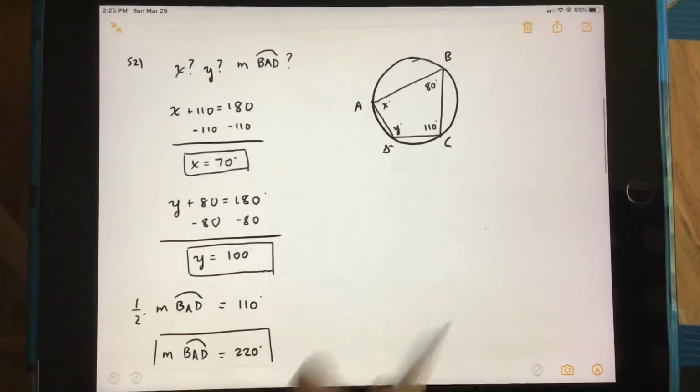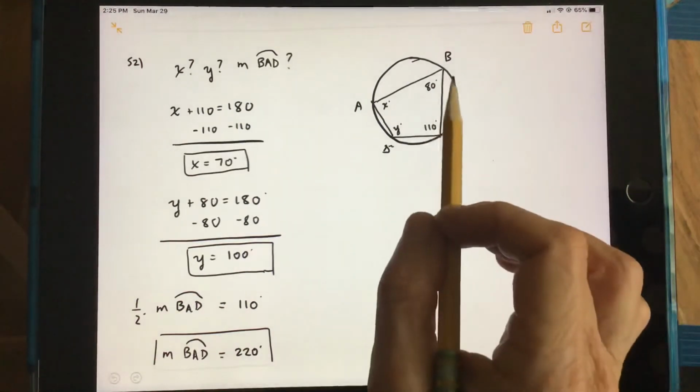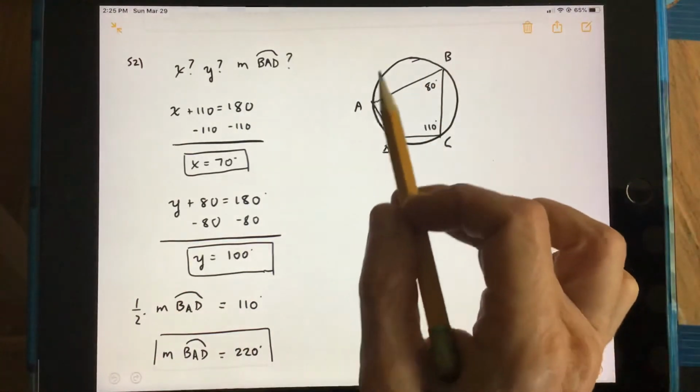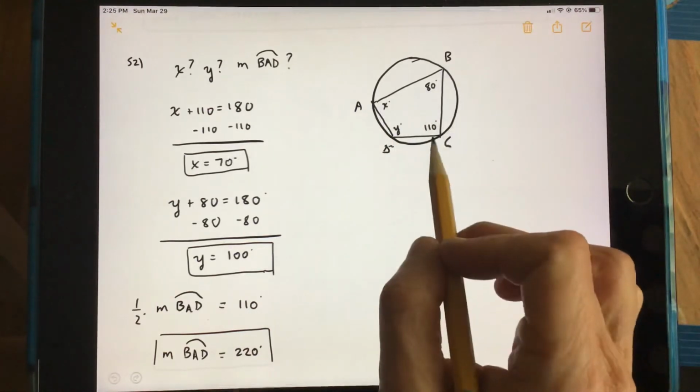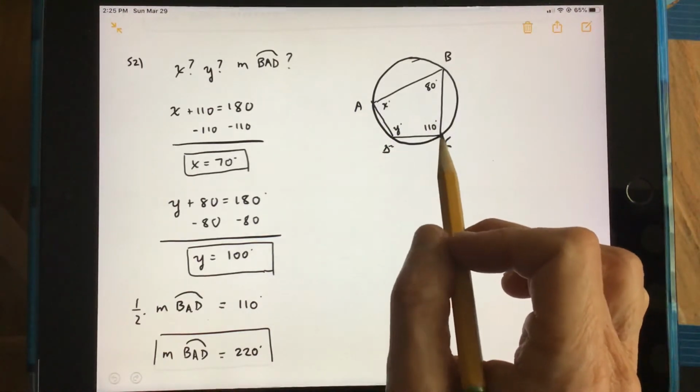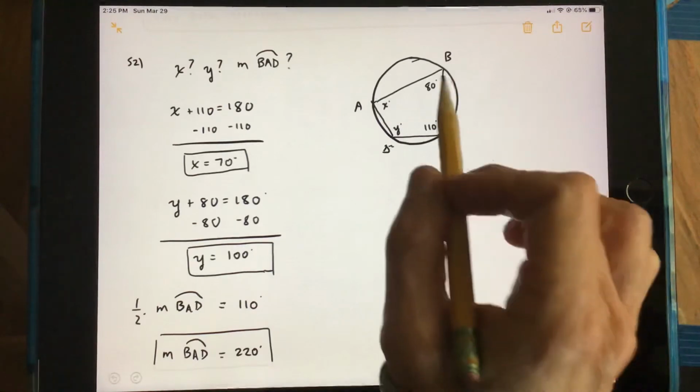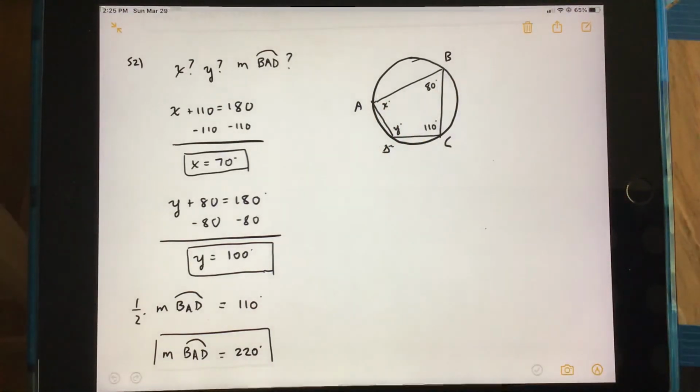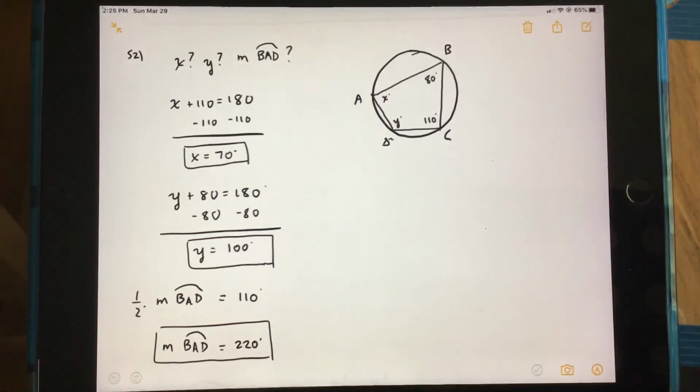To find out the measurement of arc BAD, we're going to remember that our arc BAD here, that measurement will be exactly twice as much as this 110 degrees, or this 110 degrees is going to be half the measurement of the arc BAD. So here's our equation that captures that information. Half of, which means times, the measurement of arc BAD is 110 degrees. Multiplying both sides by 2 will give us the measurement of arc BAD is 220 degrees.